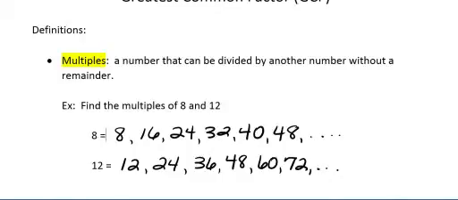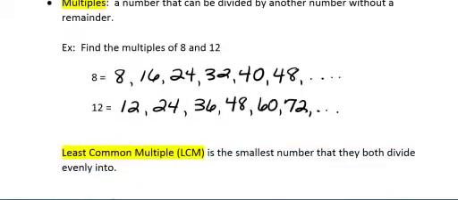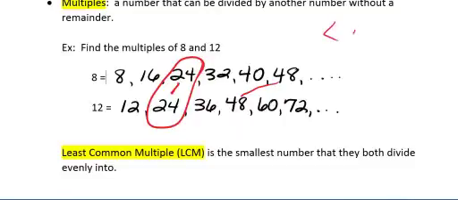Now we're going to look at our multiples, and we are going to find the least common multiple. So the definition of a least common multiple is the smallest number that they both divide evenly into. If you look at your list of numbers, they share 24 as well as 48. So they're both common multiples, but we want the least common multiple, which would be the smaller number. So the least common multiple would be 24.